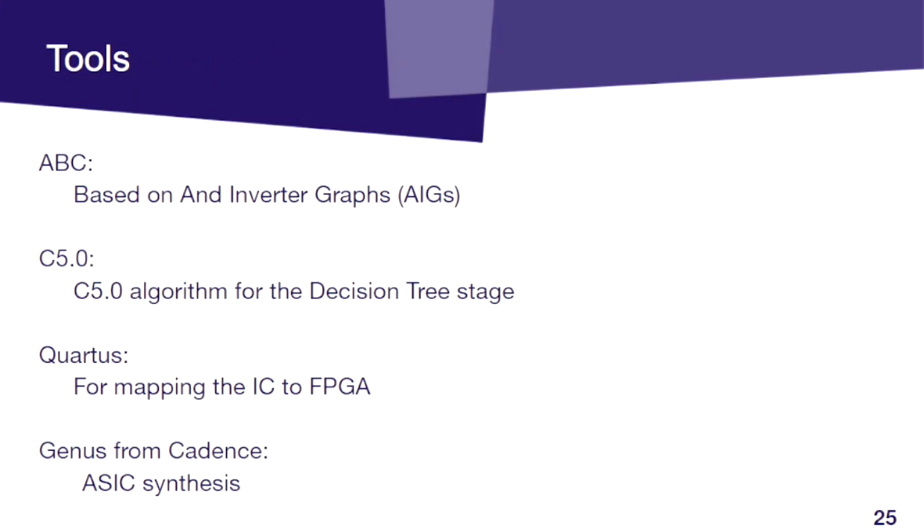Three tools were used to help in the automation process. ABC, which is a public domain system for logic synthesis based on AND-inverter graphs, or AIGs. It was used to make conversions and optimizations, basically. C5.0, which is a decision tree implementation that takes the same name as the algorithm the software runs. Quartus, that is a software to design FPGAs used in the FPGA mapping process at the end of the flows. And Genus, which is a software used to make the ASIC synthesis.